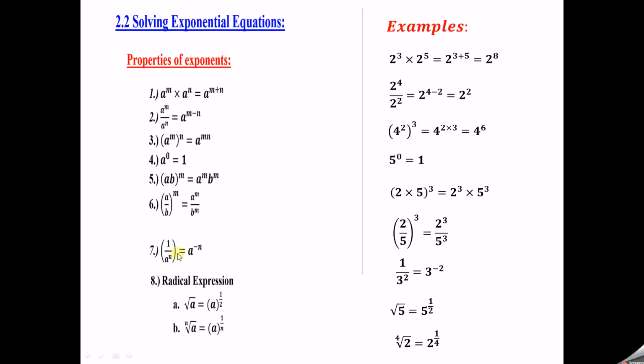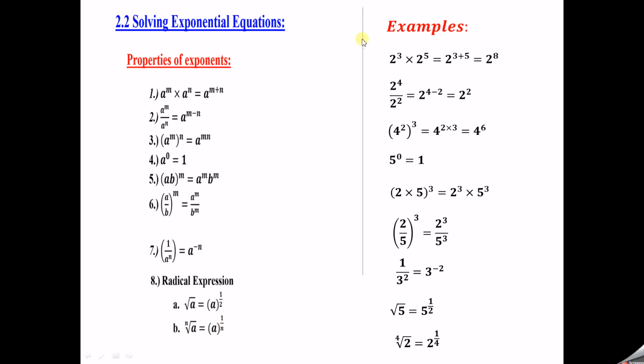And seventh property, 1 by a power n is equal to a power minus n. So if we have 1 in the numerator and a power n in the denominator, we can write it as a power minus n. And eighth property, the radical expressions: square root a is equal to a power 1 by 2. Whenever there is a square root, it is nothing but power 1 by 2. And the nth root of a is equal to a power 1 by n.